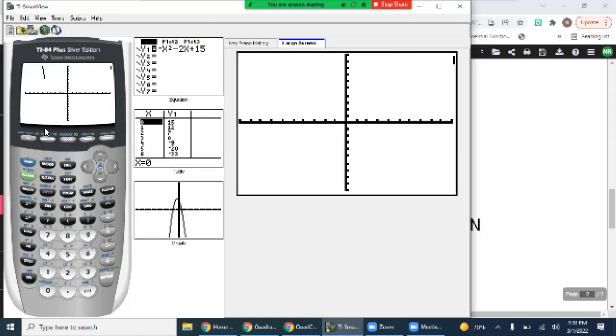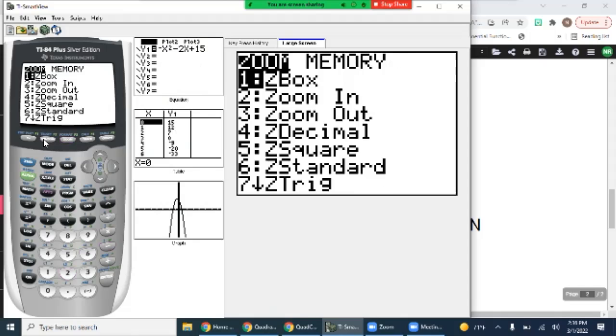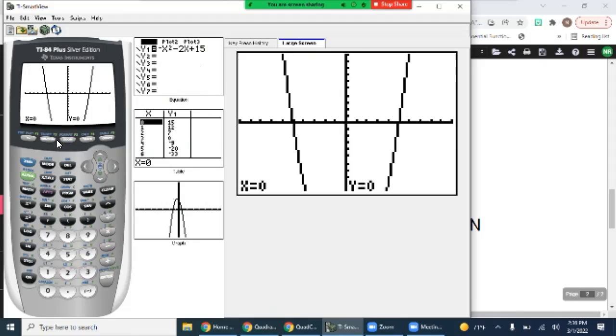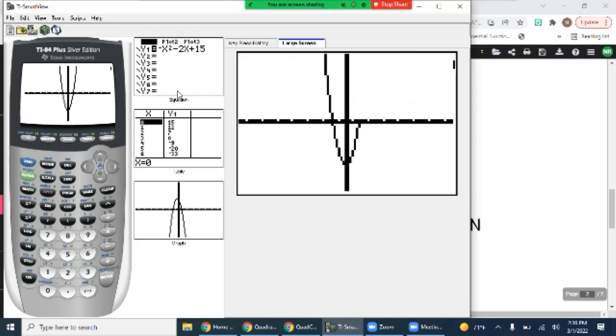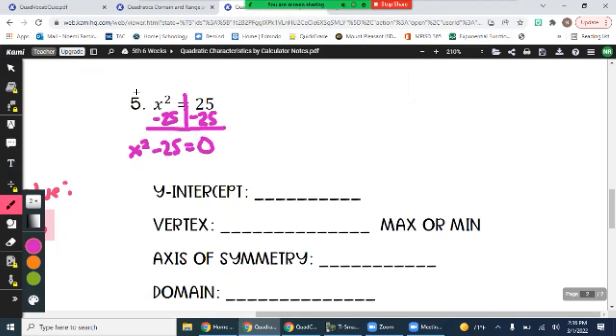Zoom 6. Zoom 6 resets the screen. It gives you a -10 to 10, -10 to 10 window. But I can't see my what? Vertex. So if I cannot see the vertex, what do I press? Zoom 3. And I also have to press what? Enter. If you do not press enter, it will not zoom out. Okay, now I can see the vertex. What do I press next? Just trace. And there's my y-intercept, 0, -25, just as we expected.